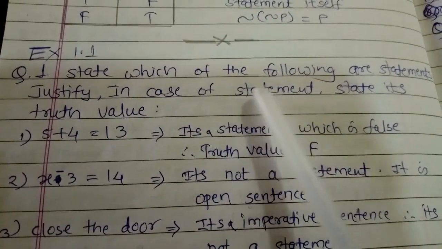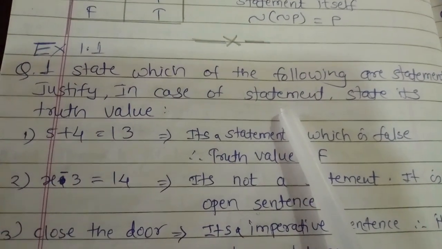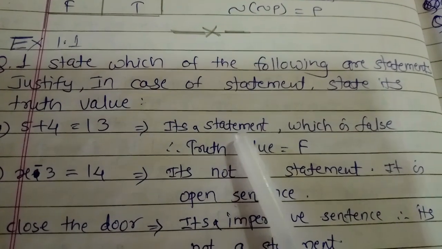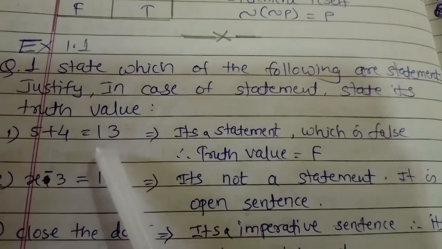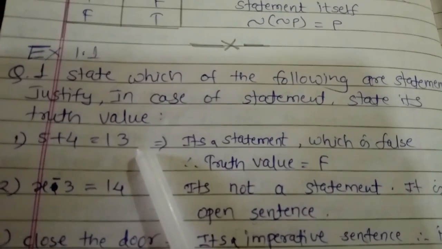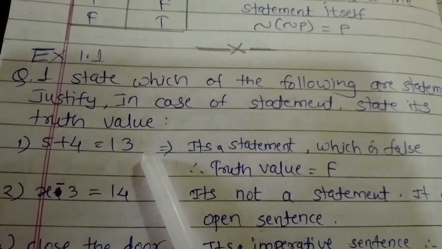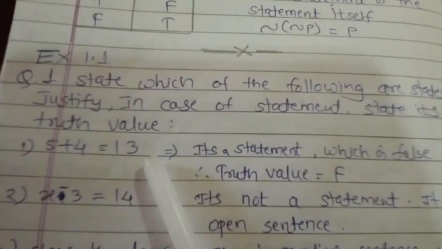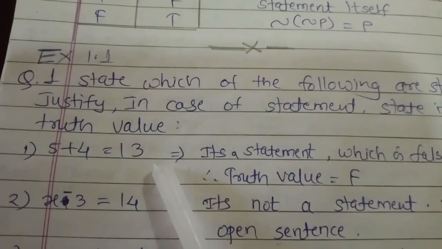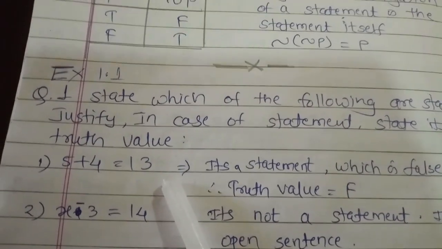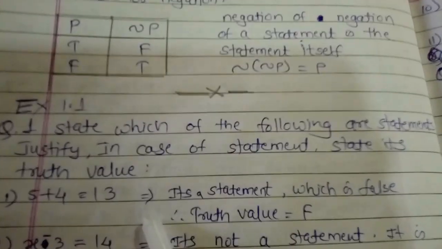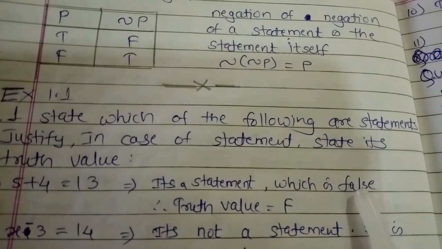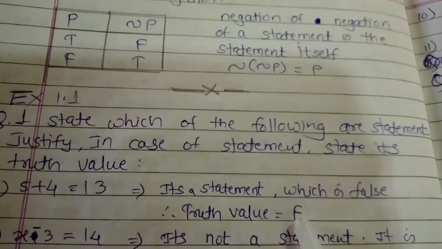Question number 1 is: state which of the following are statements. Justify, and in case of a statement, state its truth value. See, your first example is 5 plus 4 is equal to 13. It's not a correct answer, it is false. And since we get the answer that it is false, it is a statement. You know that a sentence having an answer, either true or false, is a statement. So it is a statement, and it is false, so its truth value is false. We have to write it this way.